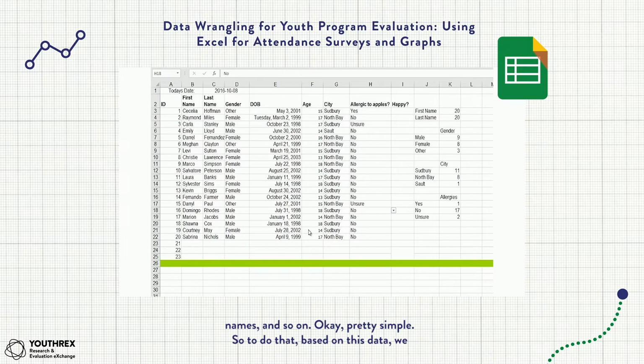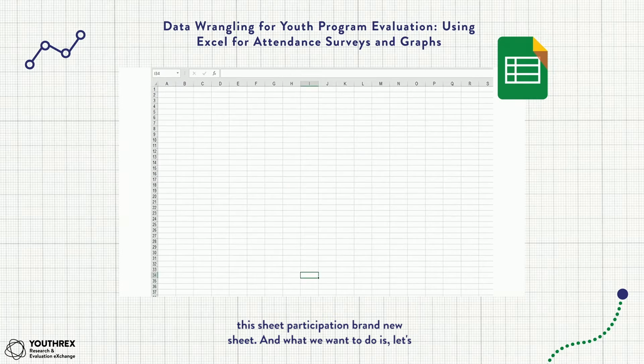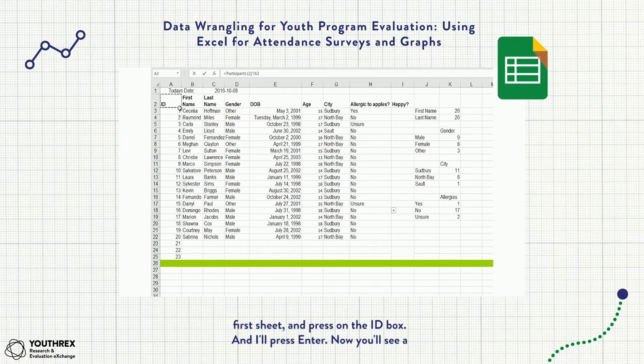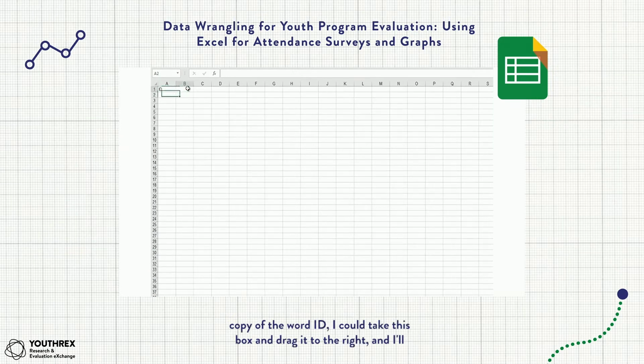So to do that, based on this data, we want to copy some of the data off this sheet so we have it somewhere else. I'm going to open a new sheet down at the bottom, and call this sheet participation, a brand new sheet. What we want to do is copy that ID number. So I'll press equals in the box, go back to the first sheet, press on the ID box, and press enter. Now you'll see it copies the word ID.